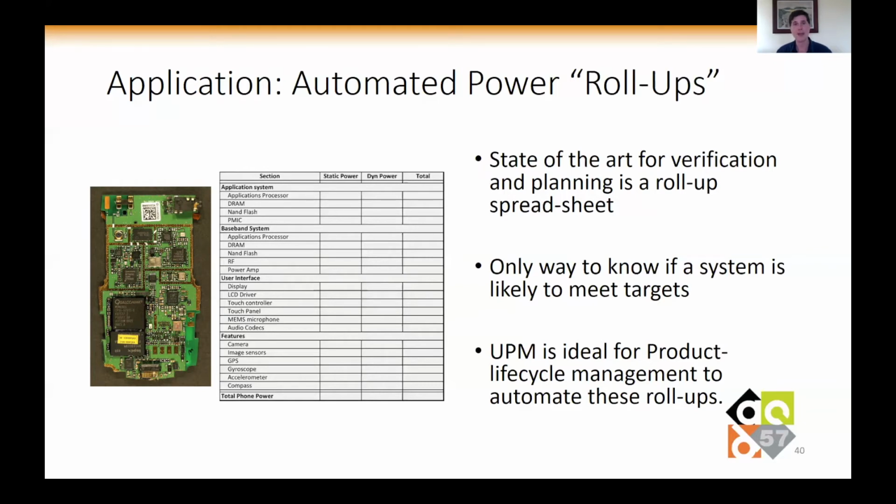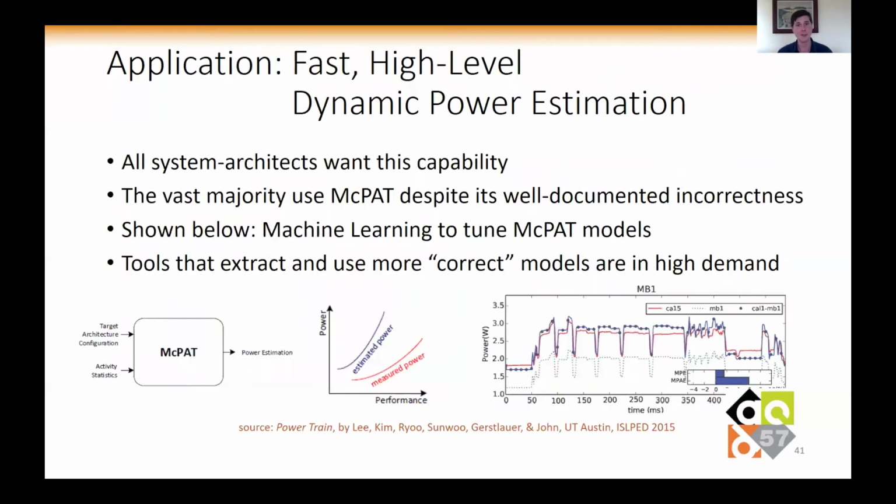This process is a pain point for many companies, but it's the state-of-the-art way for doing system verification and also planning for the next generation of designs. So UPM would really be ideal for the development of product lifecycle management tools to help manage and automate this process of system roll-ups. So that's application number 1.